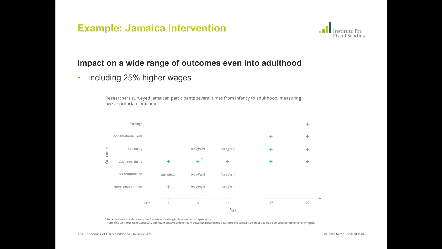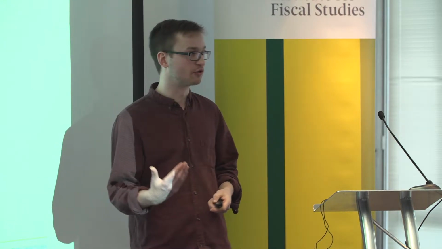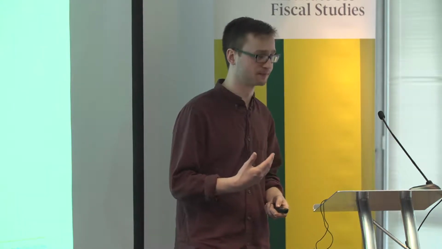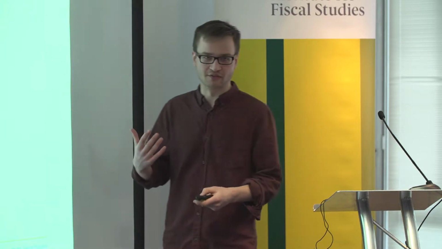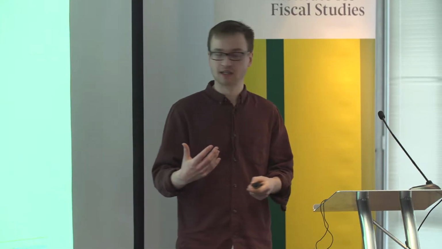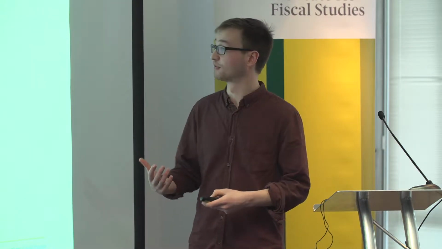What we see is this consistent positive effect on cognitive ability. By the time we're at 17, we're seeing gains in schooling and schooling outcomes. We also see gains in social emotional skills, and maybe most importantly for economists, we're seeing positive earnings at 22 years. In fact, 25% higher wages for kids in the stimulated groups relative to those who weren't stimulated. So government interventions or programs like this can work, and it is something that should be considered if we care about the efficiency argument for investment.